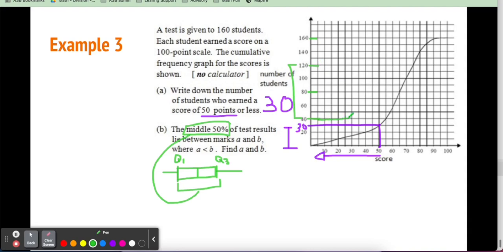So I'm going to start and follow my line here. And I'm going to get that this value here seems to be 55. So that means 25% have scored from 0 to 55. And I'm going to do the same thing for my Q3. So my Q3, I'm going to follow down here. And we're going to see that this seems to be 75. So what it means is that between the scores of 55 and 75, I have 50% of my population. So what are the values of A and B? Well, A is 55, while B is 75.